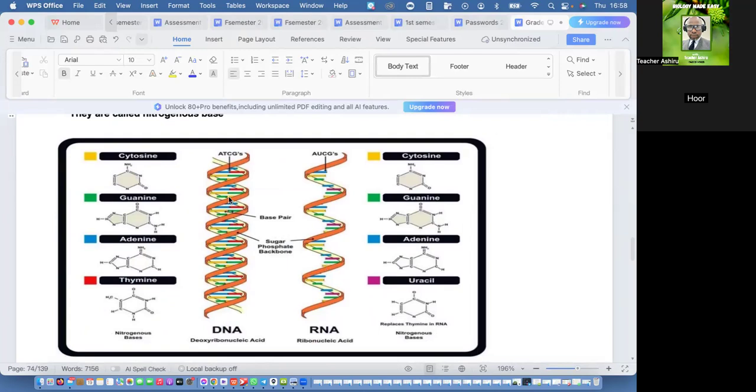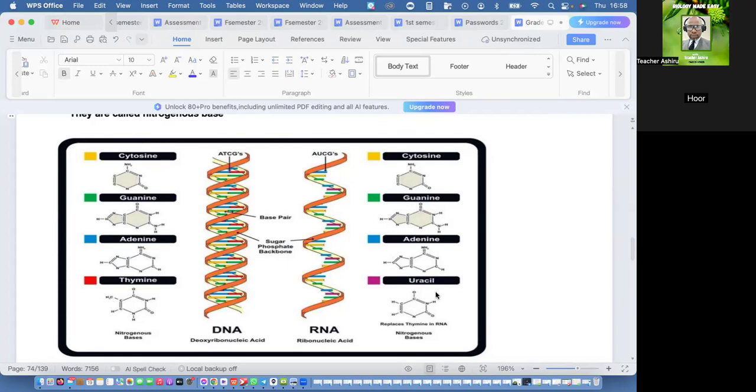For the nucleotides of DNA, it has cytosine, guanine, adenine, and thymine. For the nucleotides of RNA, it has cytosine, guanine, adenine, and uracil. If you look at it, you notice that they're the same. The only difference is in thymine. DNA has thymine and RNA has uracil. But the others are the same: adenine, guanine, cytosine. The last one is uracil.